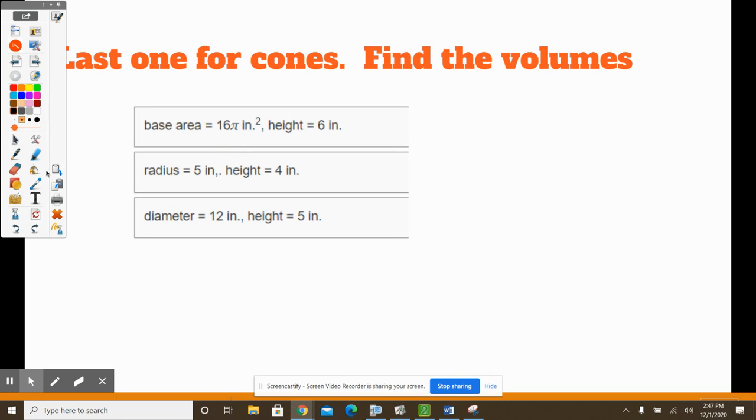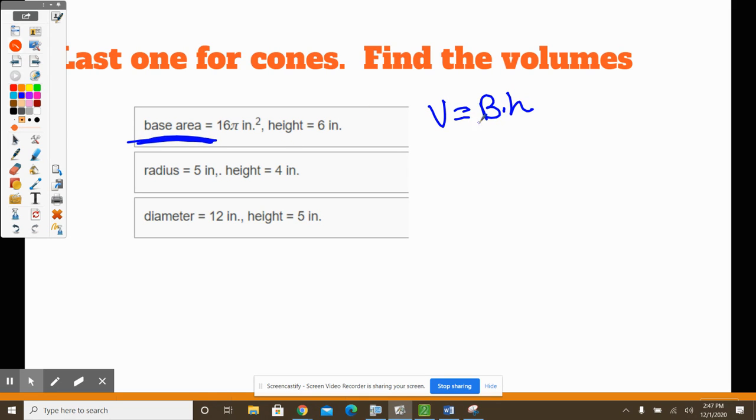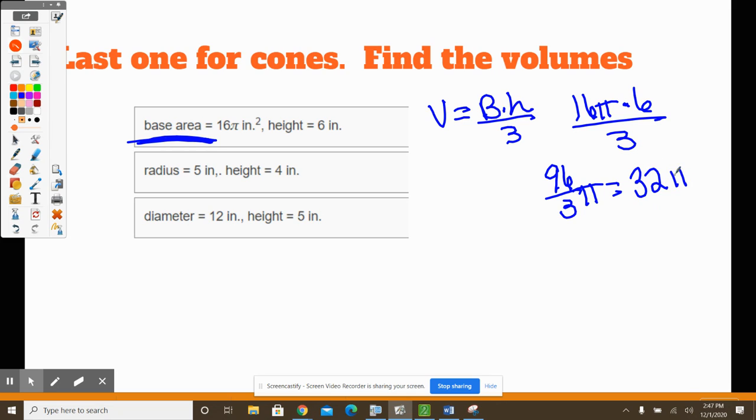All right, last one are the cones here. Let's find the volume. This time they tell me what the area of the base is. So this time I'm going to use the big B times h divided by 3. If big B is 16 pi, the height is 6, we'll divide it by 3. Let's just take the 16 times the 6. It's 96 over 3 pi, but 96 does divide by 3, so we get 32 pi inches cubed.